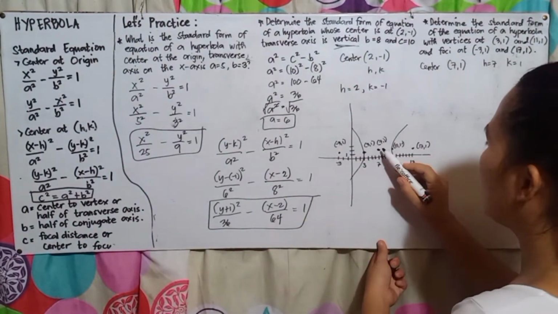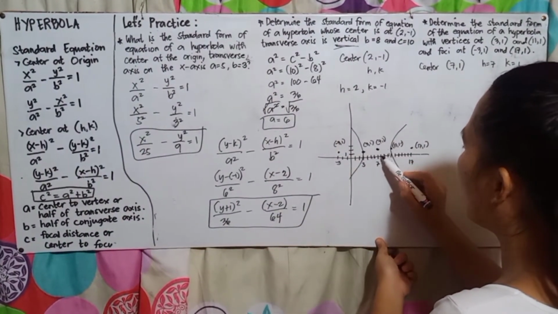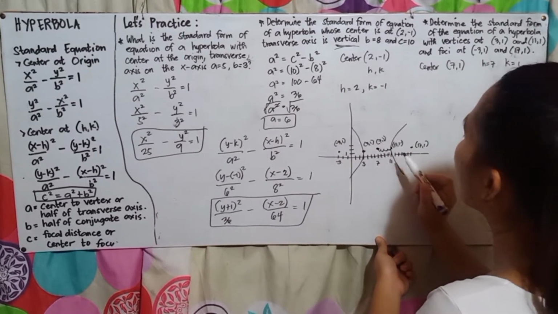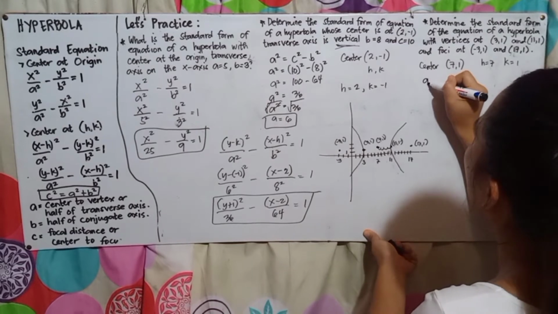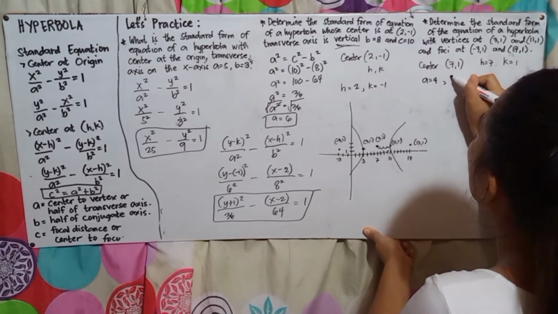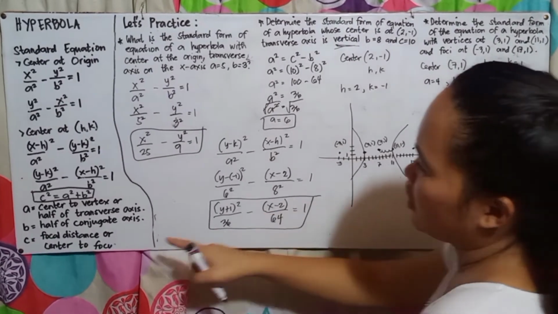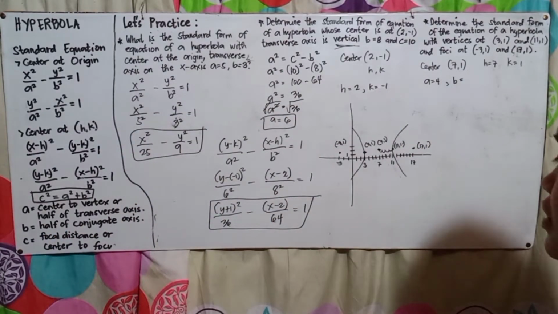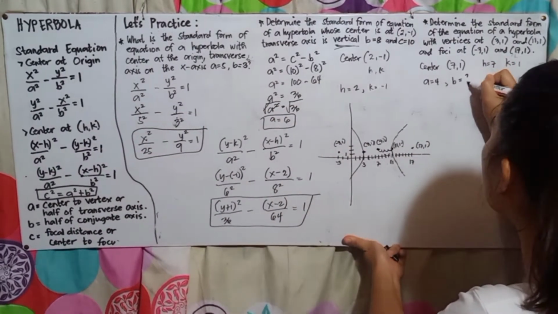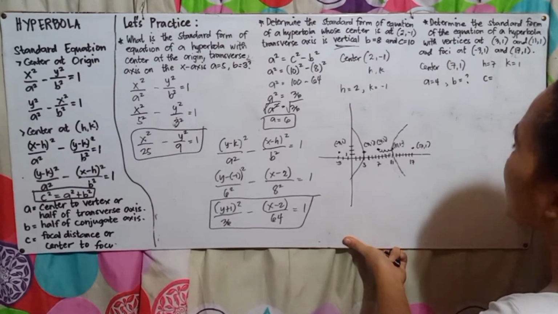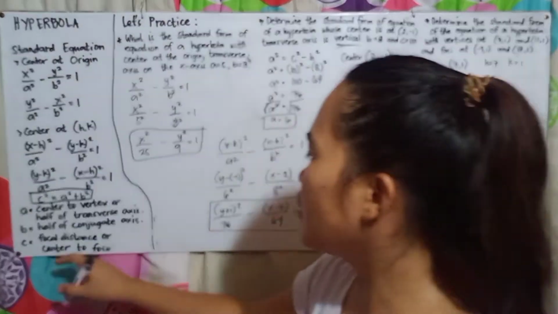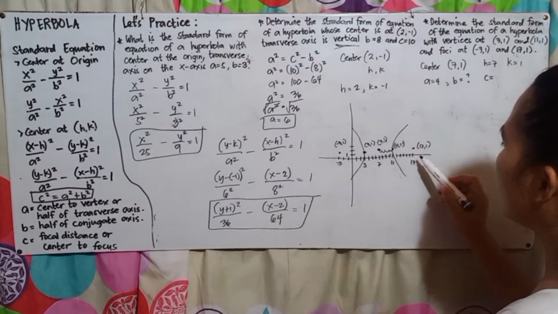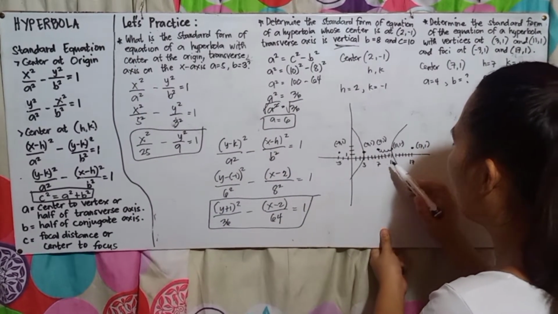So, a is from the center to the vertex. Counting 1, 2, 3, 4, that is 4 units, so our a is 4. And b is half of the conjugate axis. Since the conjugate axis is not given, it is unknown. Our c is the distance from the center to the focus.